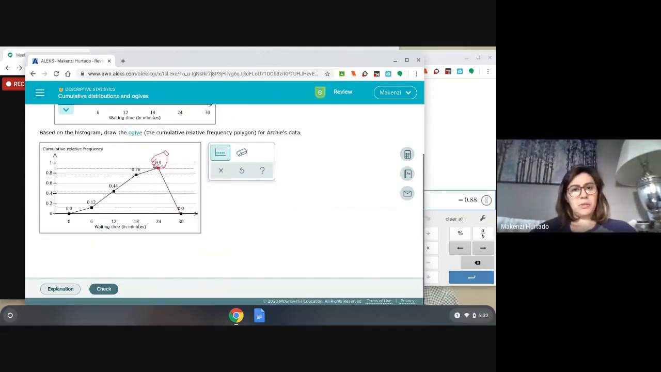At 24, make sure that you are hitting the correct line. So if you look, if I'm not careful, I accidentally hit 0.9. So make sure you are putting it exactly on 0.88.